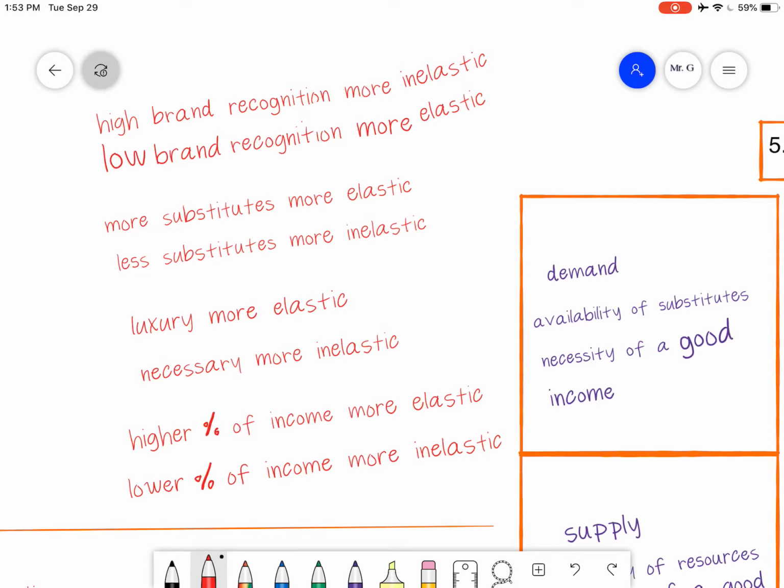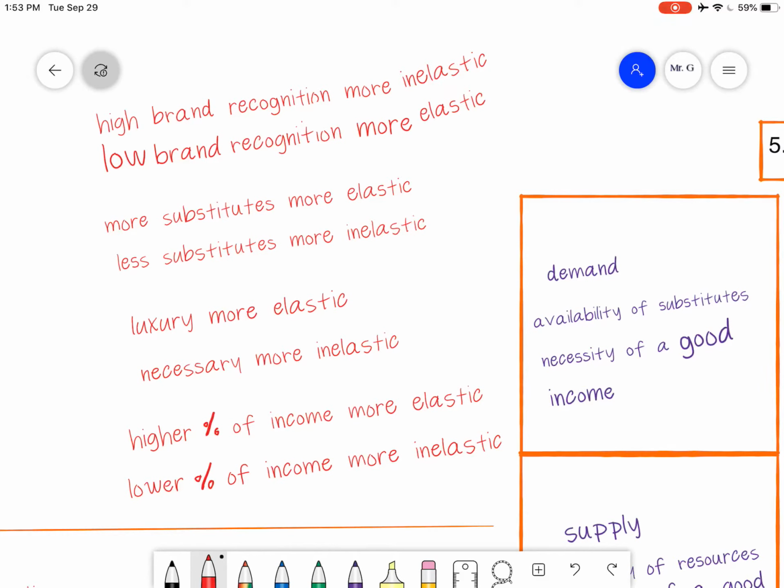Remember, I say more inelastic. It doesn't necessarily mean that it has to be a fully inelastic curve. It just means it's more inelastic than the other one. And so you can just make it a little bit more vertical. That's making it more inelastic, but it doesn't have to be fully vertical, etc.